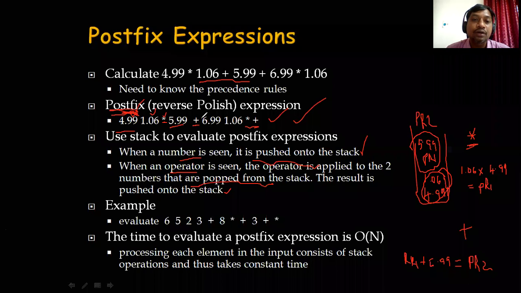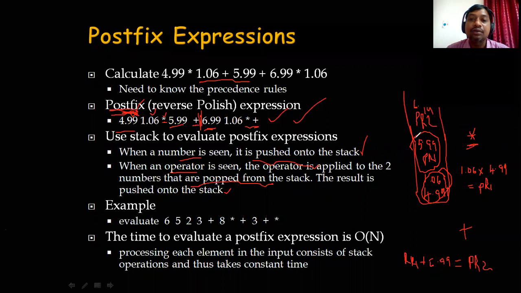So far we have done up to here. Now again we have 6.99, insert 6.99 onto the stack. And next we have 1.06, again a number, insert that.